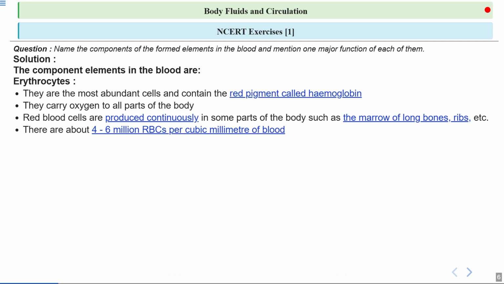Now, let's talk about the range of the RBCs. The range is about 4 to 6 million. Clear? So 4 to 6 million RBCs per cubic millimeter of blood is present. In females it is about 4.5 to 6 million and in males it is 4.3 to 5.9 million. So this is the range of the RBCs present per cubic millimeter of blood.